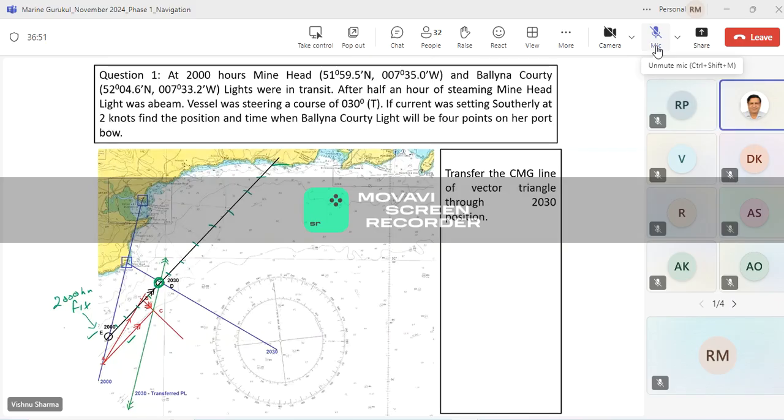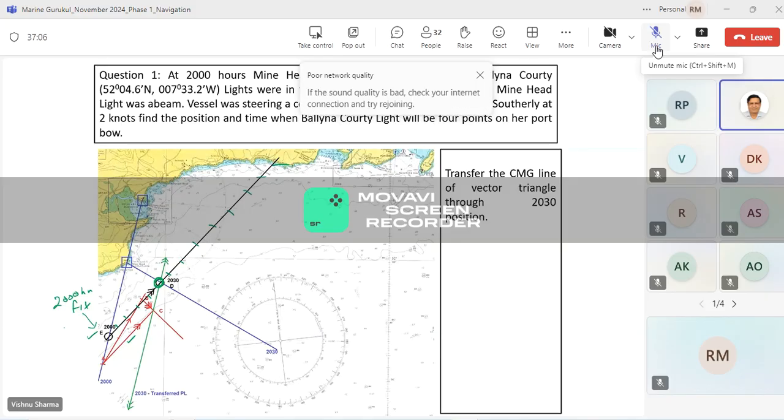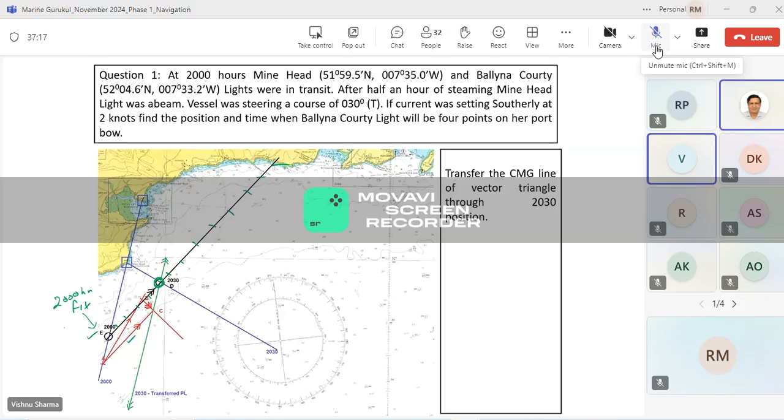So can I get the true bearing of Bellina Coty when it is 4 points on the bow? Can I get the true bearing? Yes or no? Each point is 11.25 degrees, so 4 points will be 45 degrees. Correct? So what will be the true bearing of Bellina Coty when it is 4 points on the port bow? It will be CTS minus 45. Yes or no? Yes, sir. So now the way we did in the first question, we got the beam position.